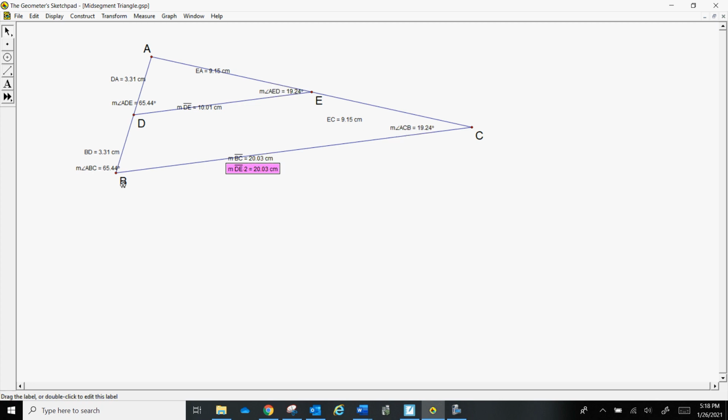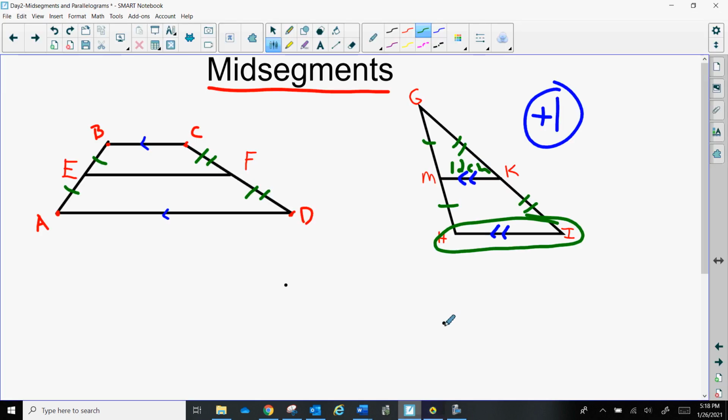Because what I just found out is no matter how big, no matter how small this mid-segment is, that mid-segment right there is half as much as the base. The base is twice as much as the mid-segment. So if I come back over here and I say, oh yeah, this mid-segment right here is going to be 12 centimeters long, how long is the base going to be? Oh yeah, that's going to be 24 centimeters long.